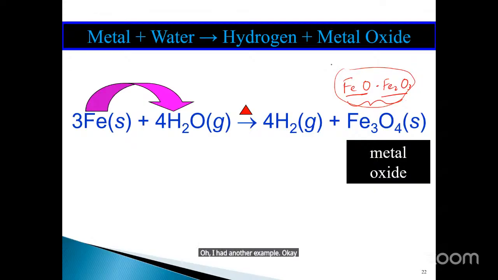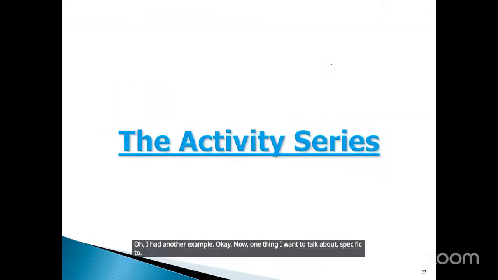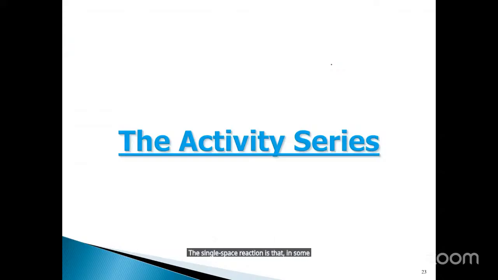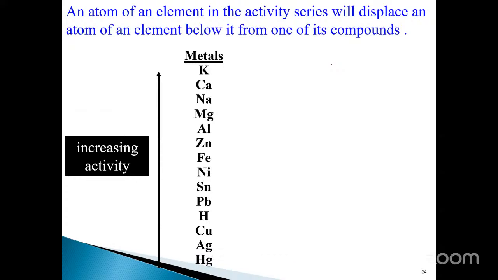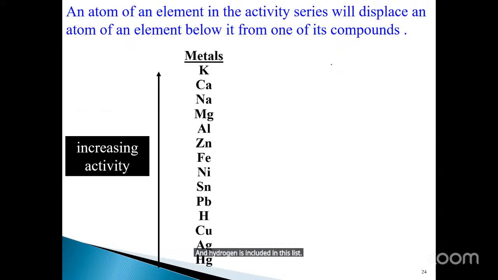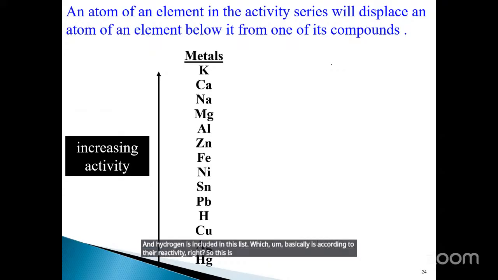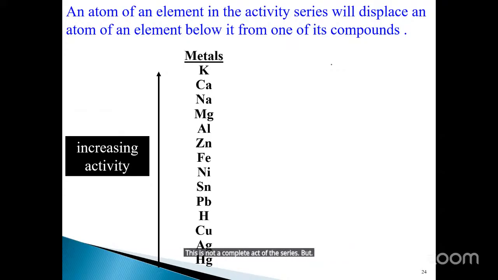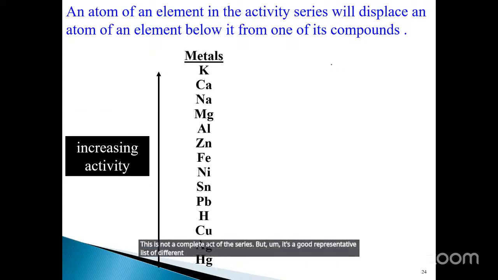Now one thing I want to talk about specific to the single displacement reaction is that in some cases, you can predict whether or not the reaction will take place according to what is known as an activity series, which will help you to do that. Now, what do we mean by the activity series? The activity series is a list of different metals, and hydrogen is included in this list, which is ordered according to their reactivity. So this is the activity series, and if I'm not mistaken, this is not a complete activity series, but it's a good representative list of different metals and the order of their reactivity.